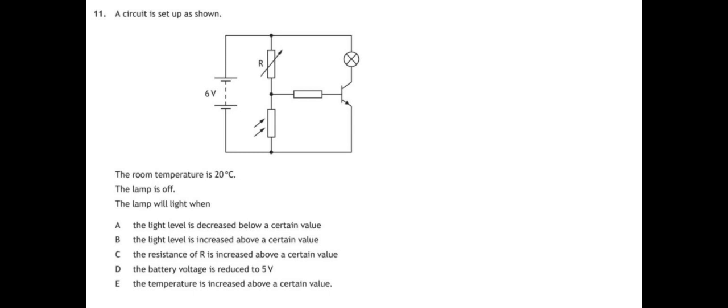So what's going to make the transistor turn on? Well, the transistor is going to turn on when its base emitter voltage, which in this case is the voltage across the light-dependent resistor, rises above the switching voltage of the transistor, which is about 0.7 volts. So the transistor will switch on when the voltage across the LDR rises above 0.7 volts.